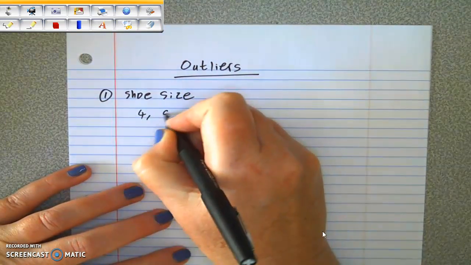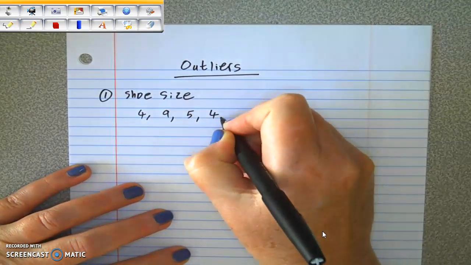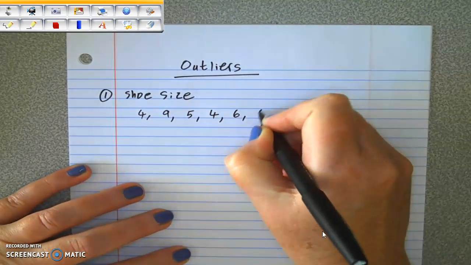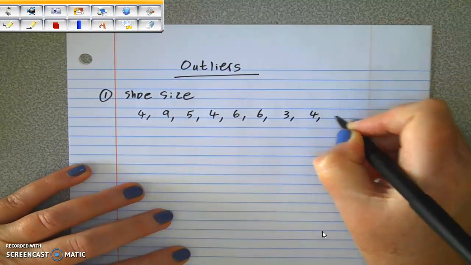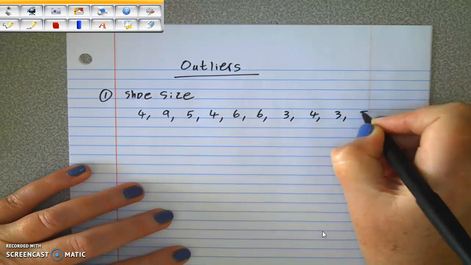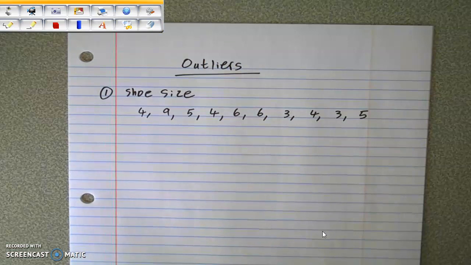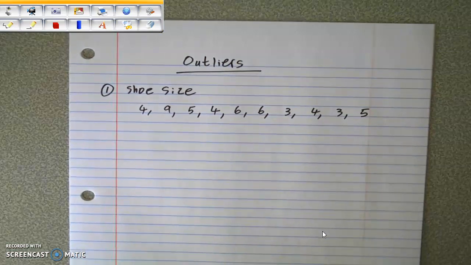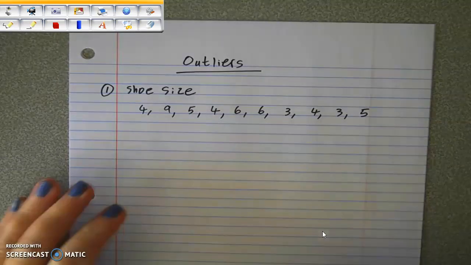And here are the shoe sizes of some people in a middle school classroom. So I want you to look across those numbers and think carefully about which one looks like it's different than the others and maybe shouldn't really be in there. So 9 would be the outlier.